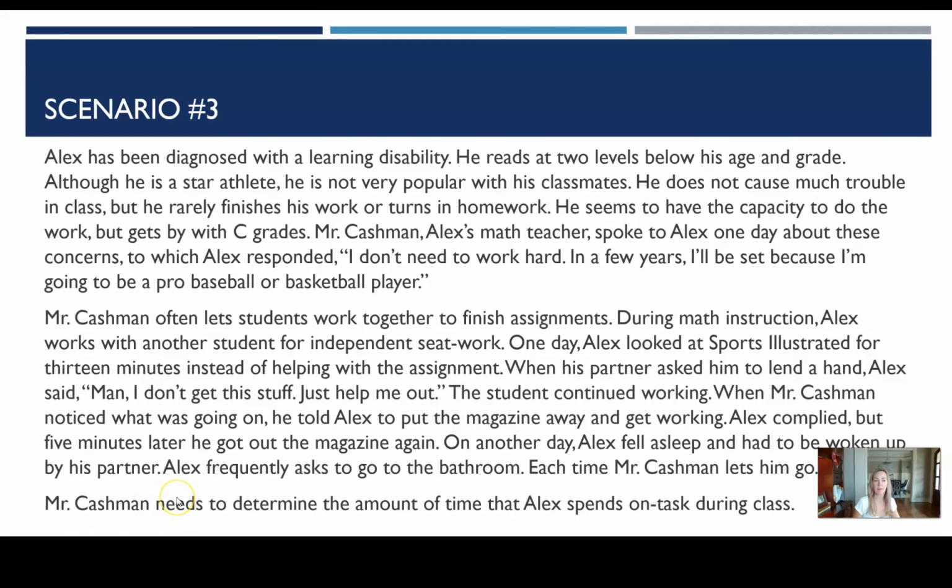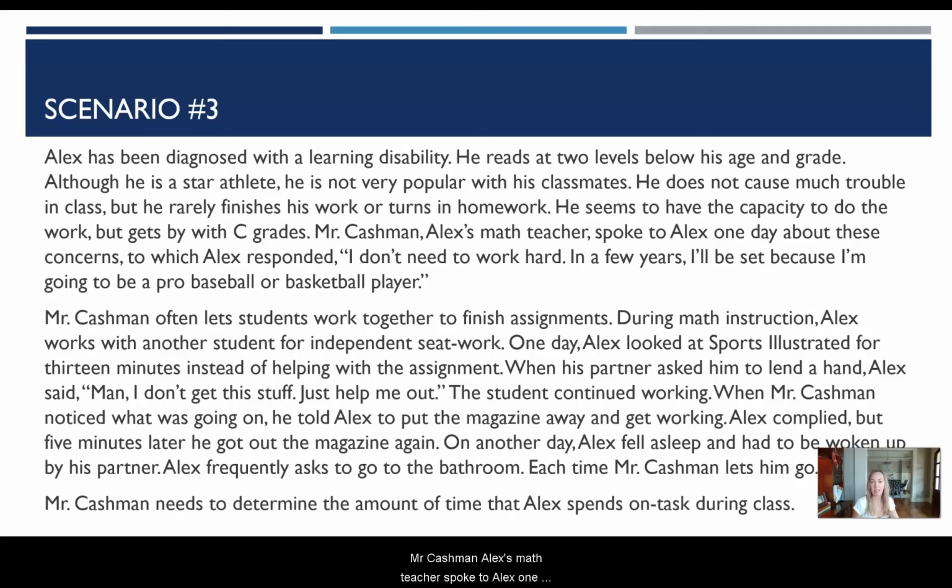Scenario 3. Alex has been diagnosed with a learning disability. He reads at 2 levels below his age and grade. Although he is a star athlete, he is not very popular with his classmates. He does not cause much trouble in class, but he rarely finishes his work and turns in homework. He seems to have a capacity to do the work, but he gets by with C grades.